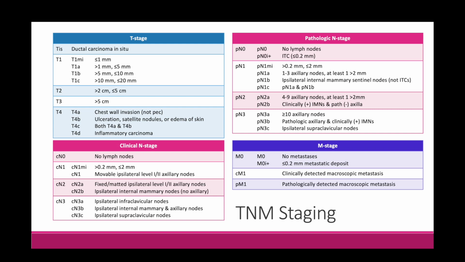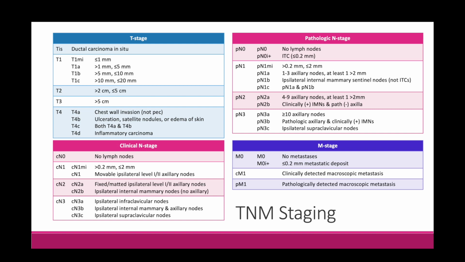So T4A, it's invading internally into the chest wall. T4B, it's invading externally towards the skin. T4C is when you have both T4A and T4B, so both chest wall and skin invasion. Think of it as T4C as T4 combined, T4A and B. And then finally, T4D is the worst. So think T4D dam. It's inflammatory carcinoma. So T4D is inflammatory carcinoma.